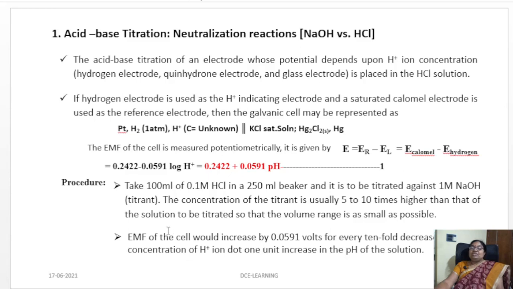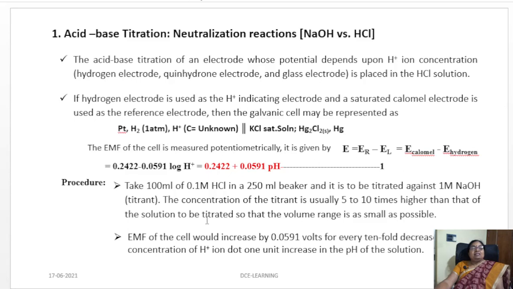For example, initially the potential EMF will decrease. Therefore, by adding 9 ml, there will be an increase of 0.059 volts in the beginning. Next you have to add 0.9 ml, and it will be the same thing. If I add another 0.09 ml, that will also produce the same change, and so on.